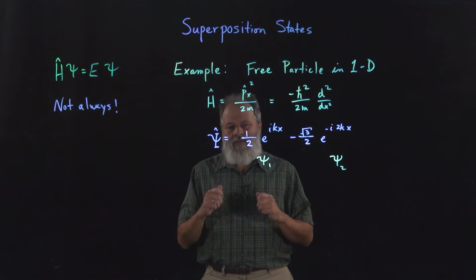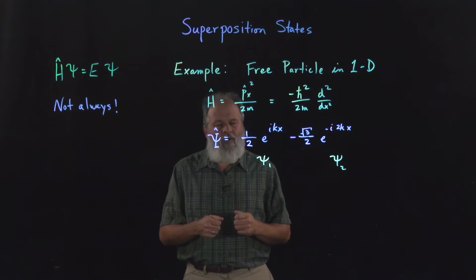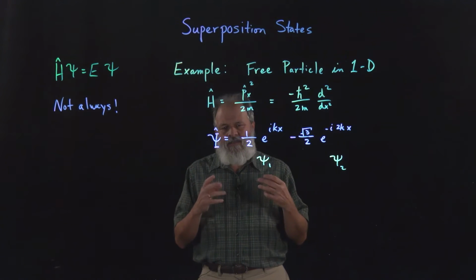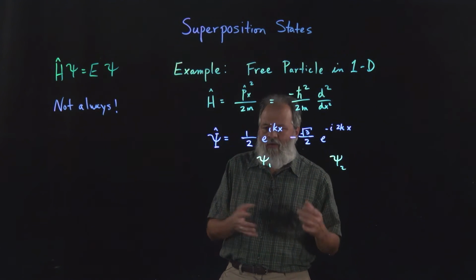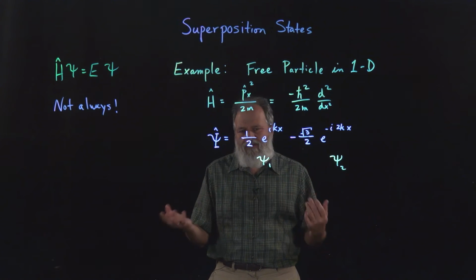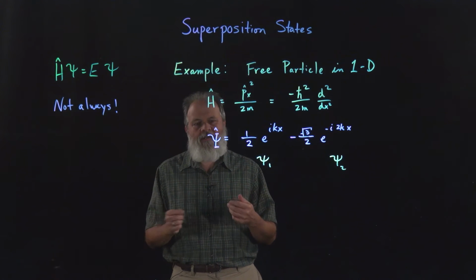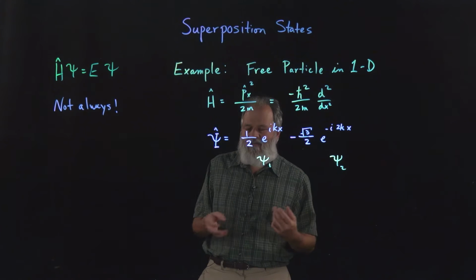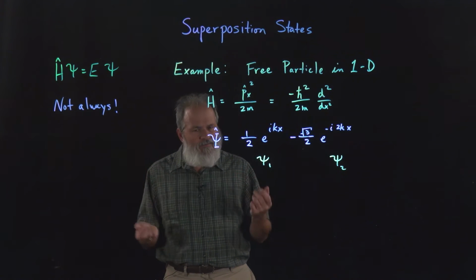In this video, I'm going to discuss the idea of superposition in quantum mechanics. Superposition is the adding of two different waves to create a kind of combination wave through either constructive or destructive interference. So the example we're going to use is the free particle where the potential function is 0.